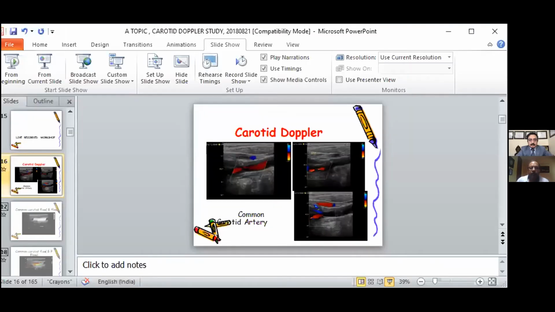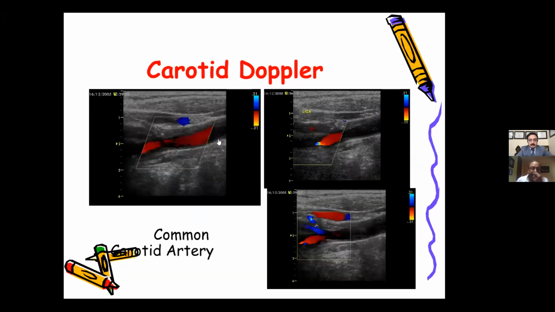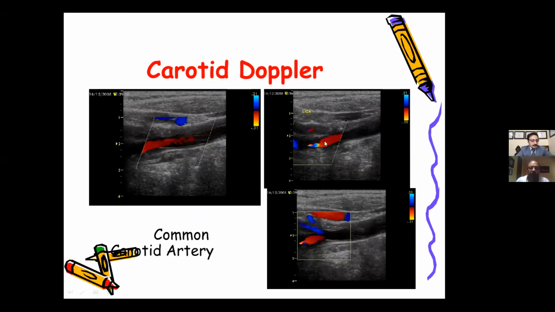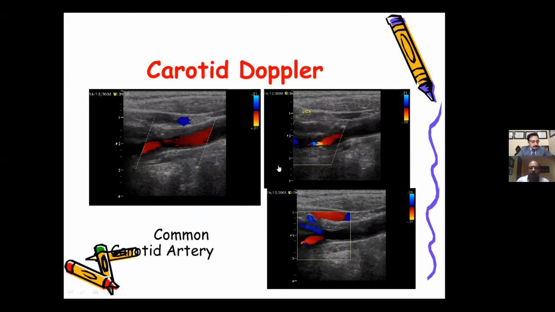Once we scan these patients, we can see the common carotid vessel which at the carotid bulb bifurcates into the internal carotid. Once we swell the transducer posteriorly, and once we swell the transducer anteriorly, we can see the external carotid artery. And you can see some amount of turbulence in this patient right at the origin of the internal carotid artery. This is the normal common carotid flow, and this is the external carotid flow.